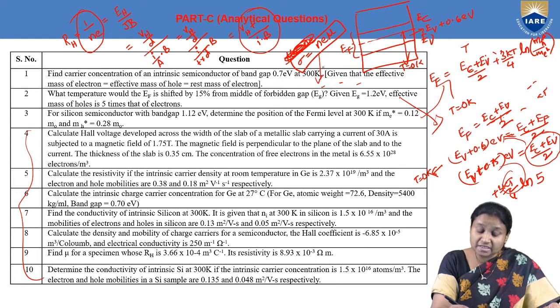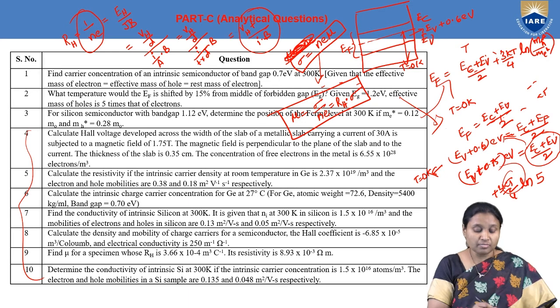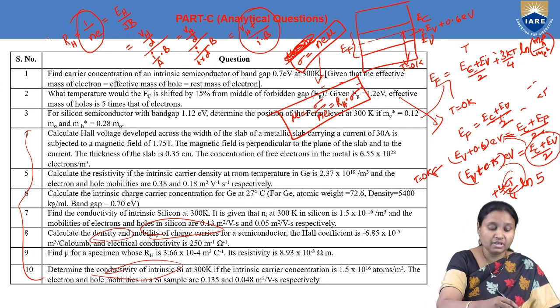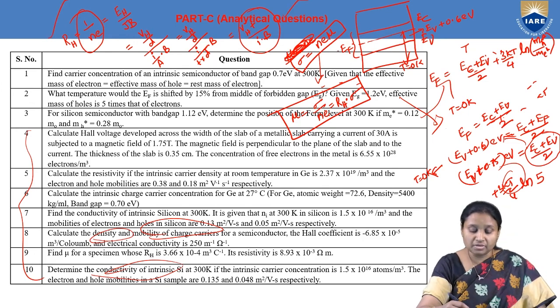And if you want to express it in terms of Hall coefficient, then mu is given as sigma by Ne, and 1 by Ne is RH. So it is RH into sigma. So using this formula, we can find the mobility of charge carriers, we can find conductivity, and also we can find density. So we are going to make use of these two formulas in order to solve the remaining 8 questions.